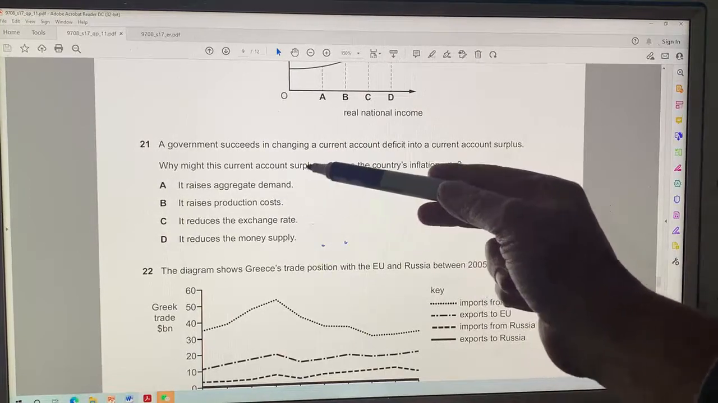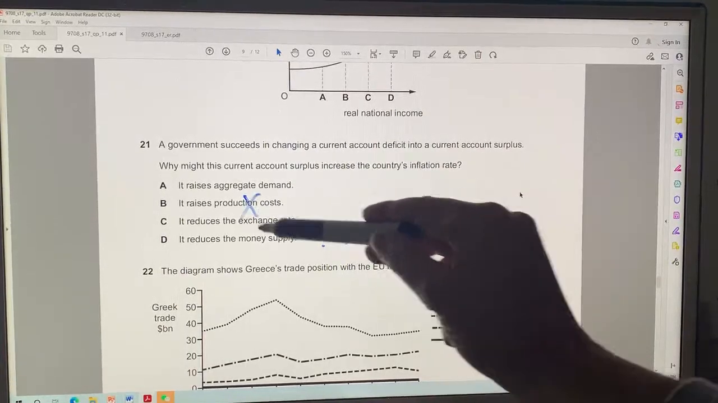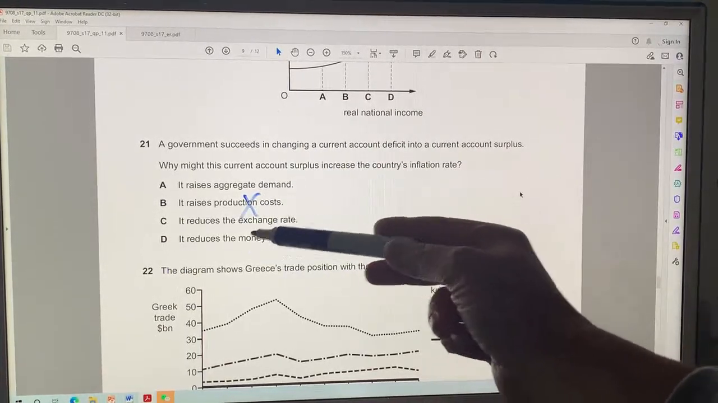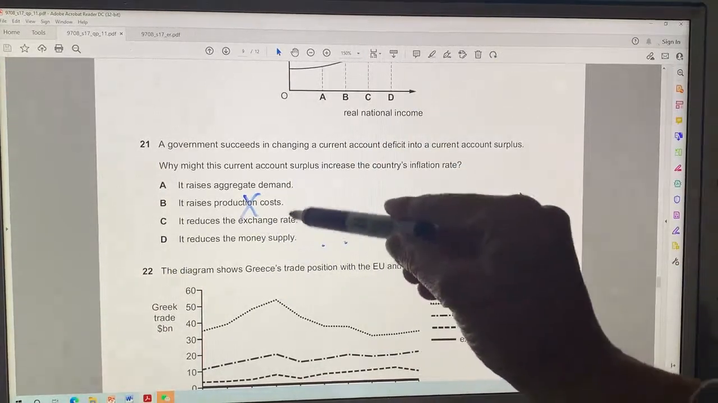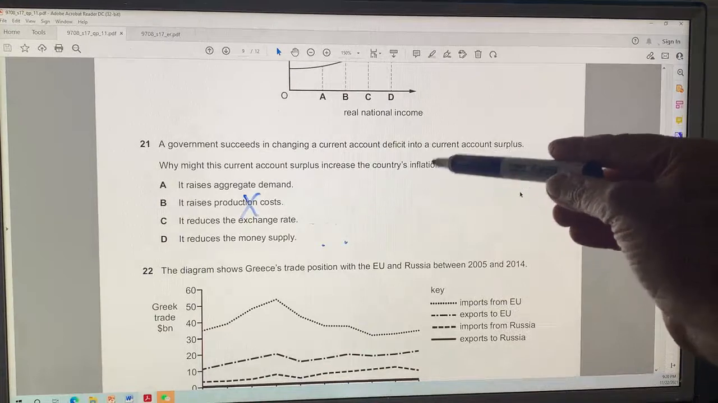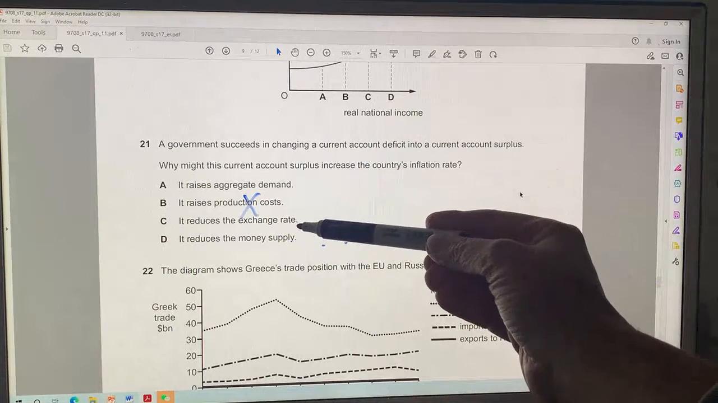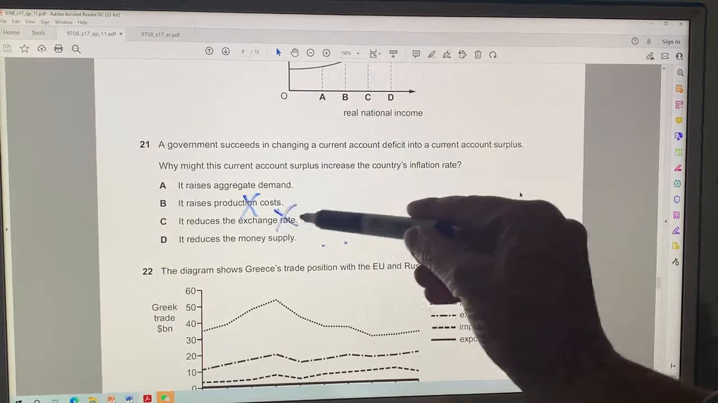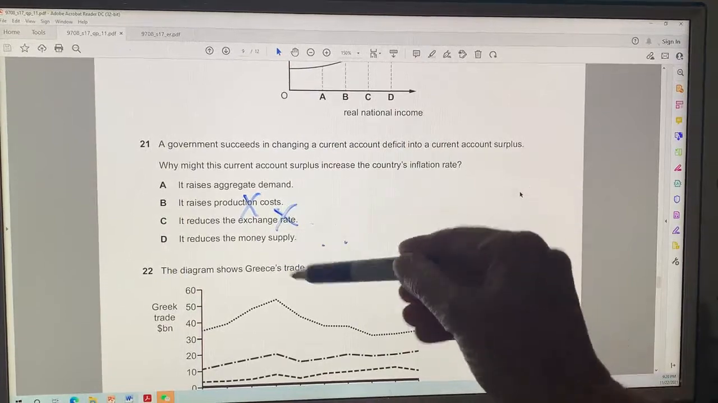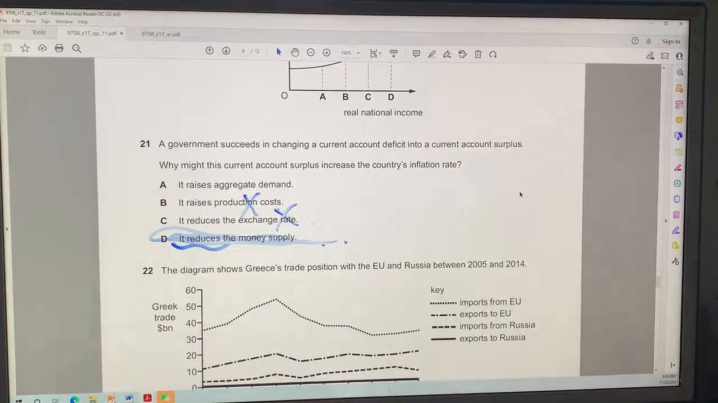So this current account surplus, does it raise production costs? No, that's not related. Does it reduce the exchange rate, and will that possibly increase inflation? Reduce the exchange rate. No, that will increase demand for the money, so no. And does it reduce the money supply? We didn't do anything to the money supply. So answer for 21 must be A.